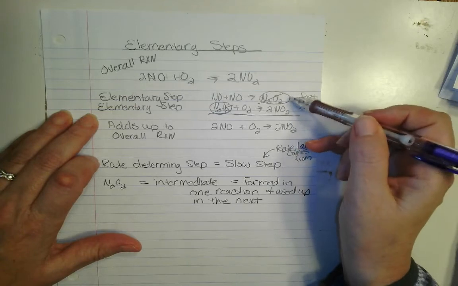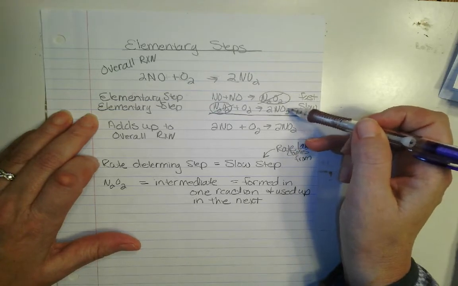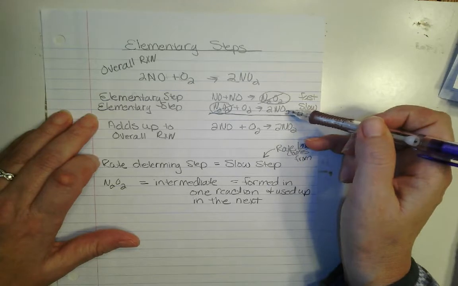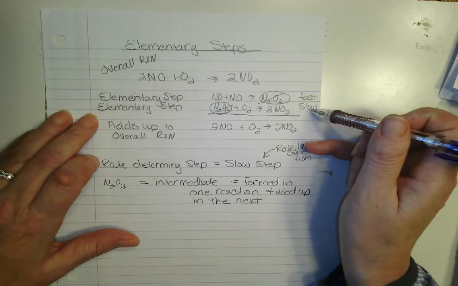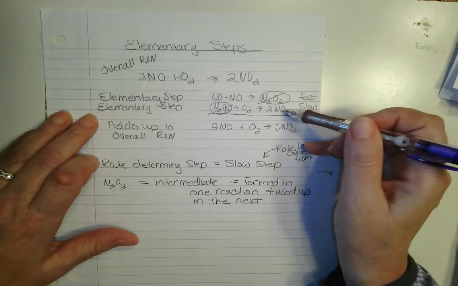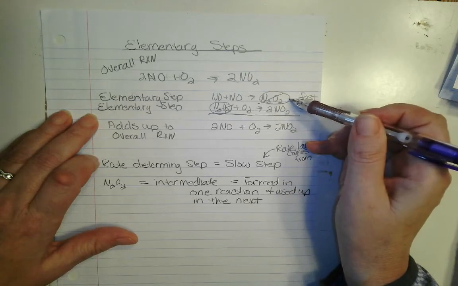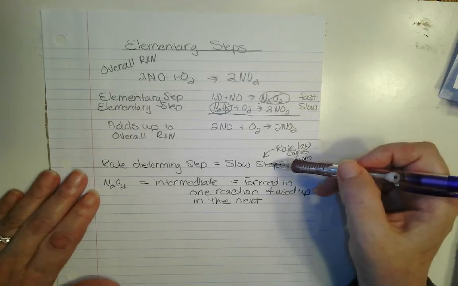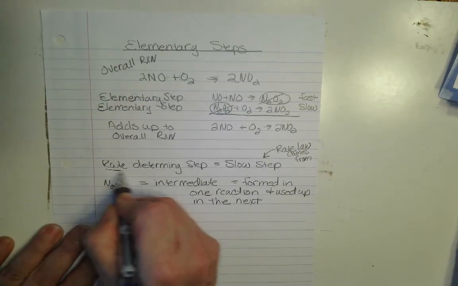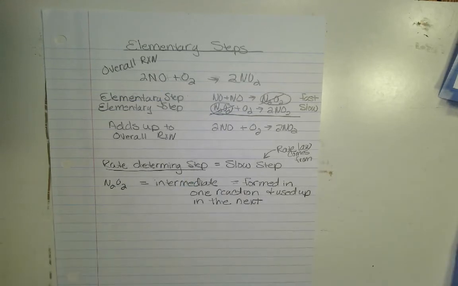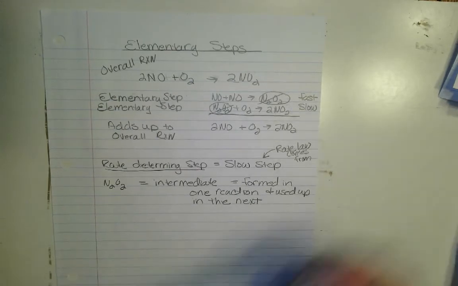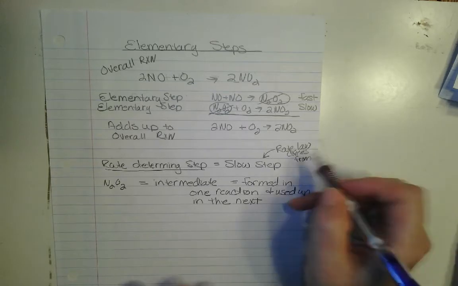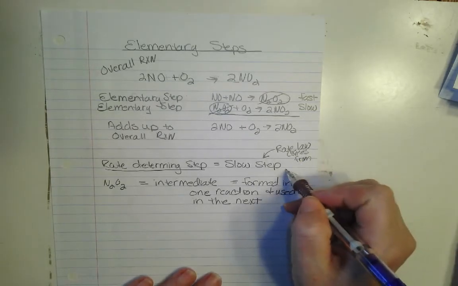Now, our steps don't always happen at the same speed. And our reaction is only as fast as our slowest step. So this guy is so slow, it doesn't matter how fast that is. This guy is what determines our rate. So our rate law actually comes from our slow step, and that's called the rate determining step. And when they tell you what's fast and slow, they'll ask you what's the rate determining step, and that's the slow step. That's all you need to know there. You also need to know that our rate law comes from the slow step.